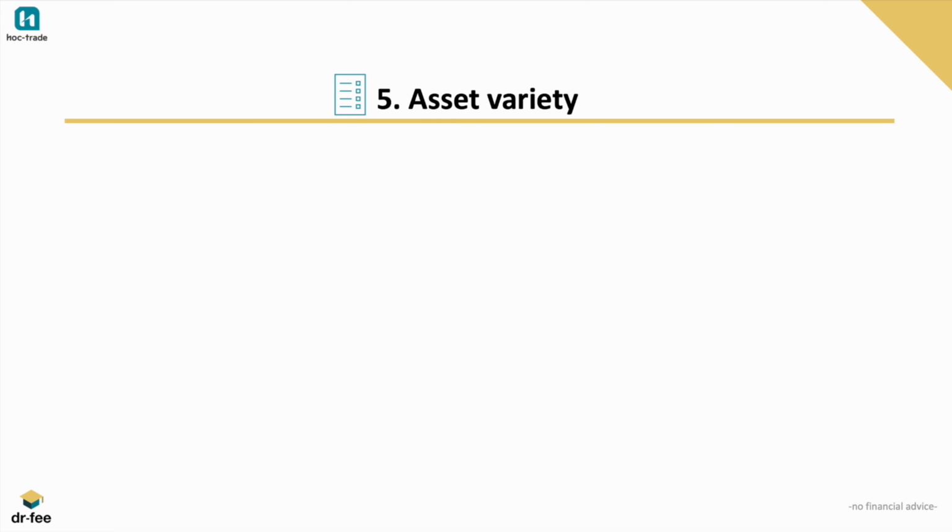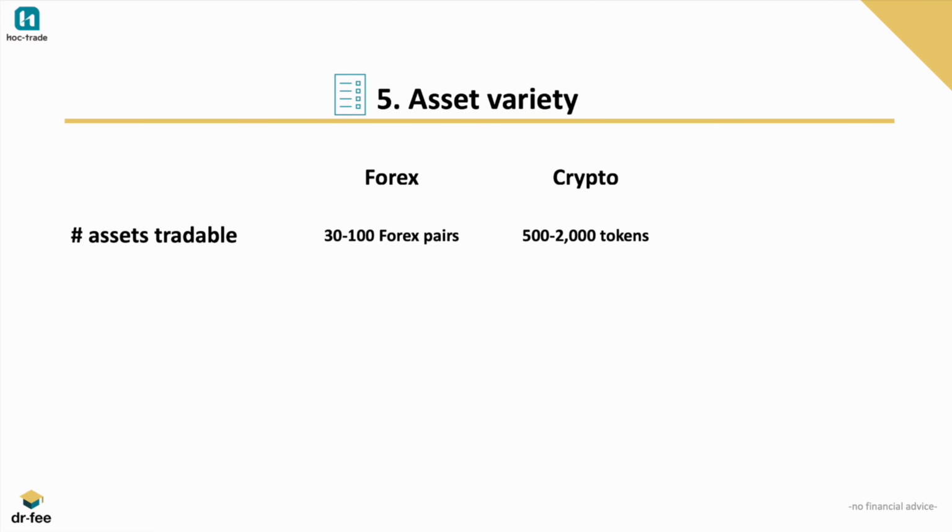In the fifth dimension, we look at the asset variety in the crypto versus forex market. In crypto, a retail trader can trade hundreds of different tokens. While the market might not always be great, it still gives a huge variety to the trader. In the forex market, there are only that many currencies. Hence, the variety is much lower.